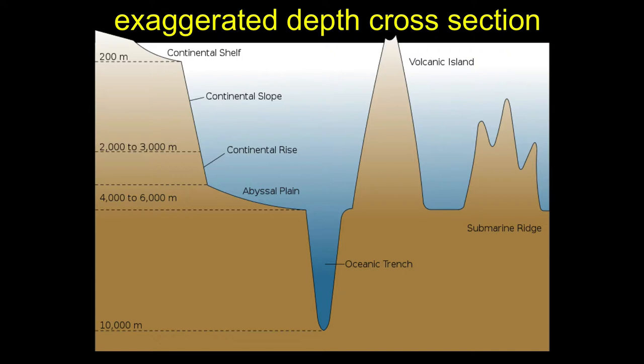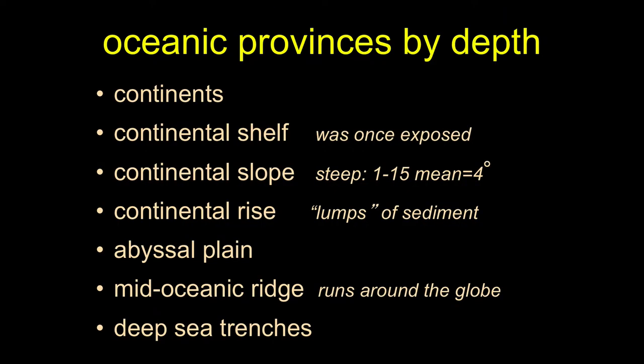Does that make sense? So we have continental shelf, continental slope, the rise, and the abyssal plain. And that abyssal plain is punctuated by volcanoes and ridges and then trenches. Make sense? All right, cool.